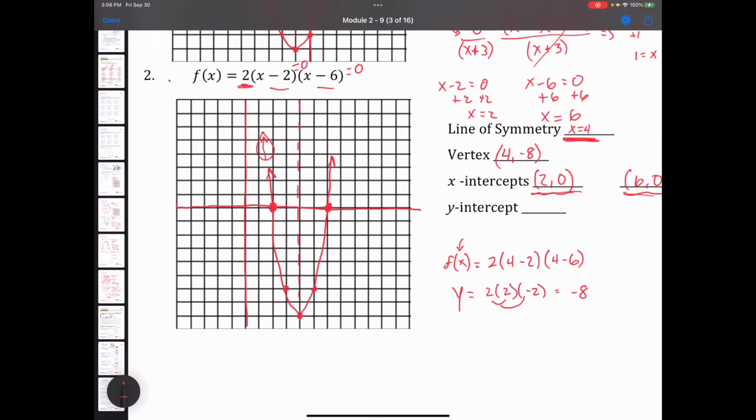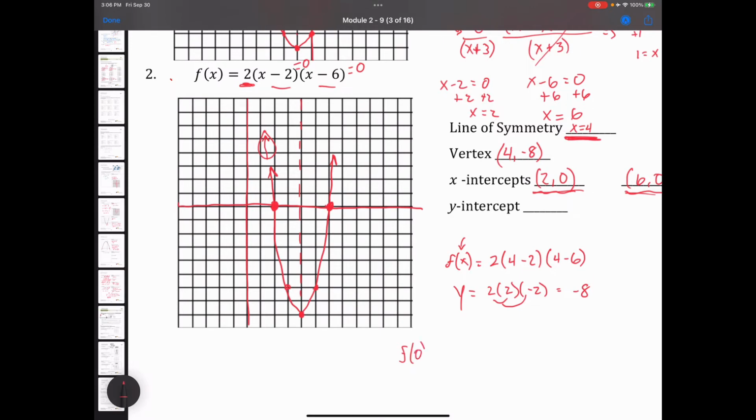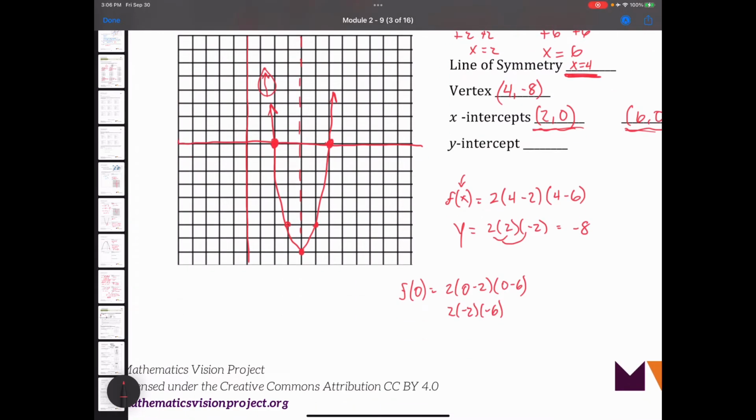So what I'll do is, just like we did before, I'm going to plug in 0 for x to determine what my y-intercept is. So I have f of 0 is equal to 2 times 0 minus 2 times 0 minus 6, which I get 2 times negative 2 times negative 6. 2 times negative 2 is negative 4 times negative 6, which is a negative times a negative, so it will be a positive, and negative 4 times negative 6 is positive 24. So my y-intercept is way up there, 0, 24.